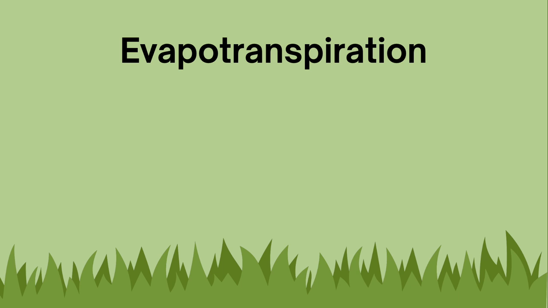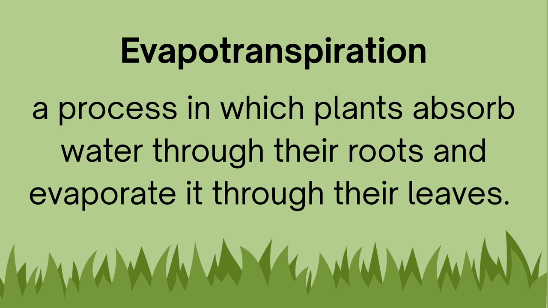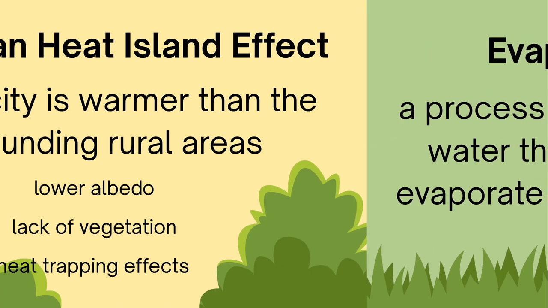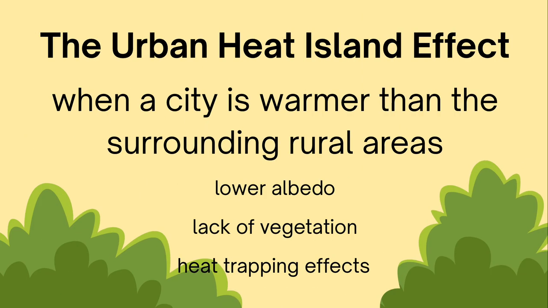Evapotranspiration is a process in which plants absorb water through their roots and evaporate it through their leaves. Evapotranspiration can cool down the air by using heat from the air to evaporate the water. Unfortunately, if we go back to the first slide, we see that urban areas tend to lack vegetation. You can't really have the same vast expanses of grass and forest as a rural area in the cramped quarters of downtown Toronto, right?